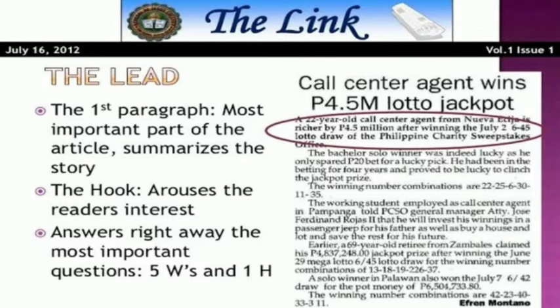Why does a 22-year-old call center agent become richer by 4.5 million pesos? Answer: it is because he wins the July 2 645 Lotto draw of the Philippine Charity Sweepstakes Office. How does a 22-year-old call center agent from Nueva Ecija become richer by 4.5 million pesos? Answer: he bets and wins the July 2 645 Lotto draw of the Philippine Charity Sweepstakes Office.